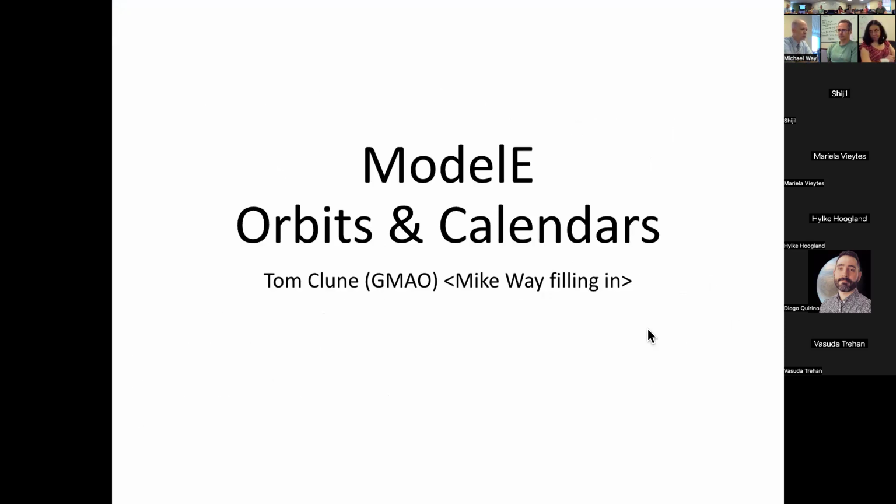Okay, so he says here Model E, that's really ROCKE-3D. Model E is our parent Earth model, but this calendaring stuff that we needed to put in is in both models.